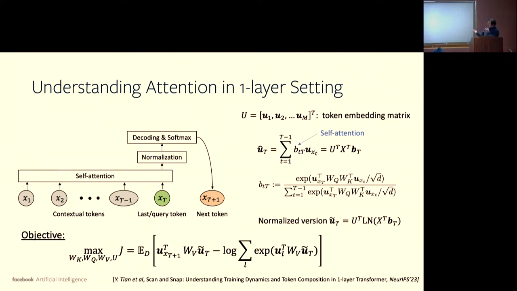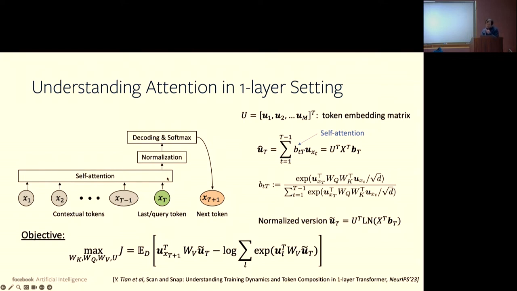We always start with very simple settings in order to understand the mathematical formulation and structures, in order to have a better understanding of multi-layer transformers. So we start from the one-layer settings. In this one-layer setting, we have a very simple input-output, right? The input here is basically a few contextual tokens, x1 all the way to xt minus 1. And then you have a last token, which is called a query, and that's sent to the query, and you do self-attention.